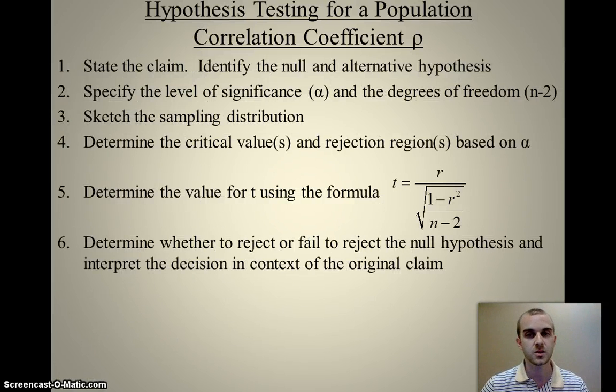So the steps we follow are just like what we've done with other hypothesis testing. We're going to state our claim, we're going to state the null and alternative hypothesis, we're going to make sure we recognize what our alpha and our degrees of freedom are. We sketch the t-distribution, we find our critical values, and we're going to create that rejection region based on the alpha on the graph. And then to find the t-statistic for our r value, we use this formula here. And we just plug in the correlation coefficient we find, and we do our sample size minus 2.